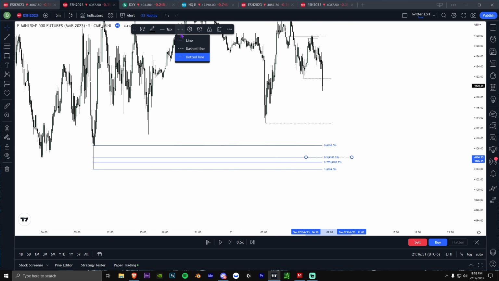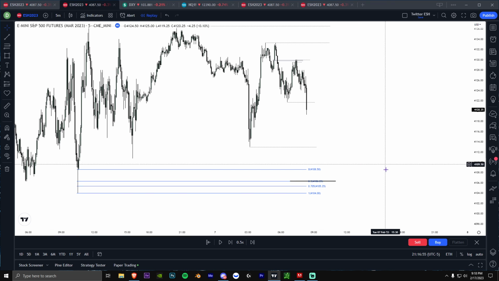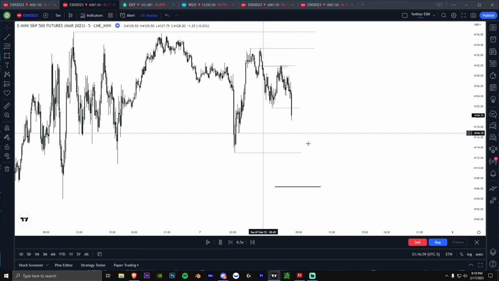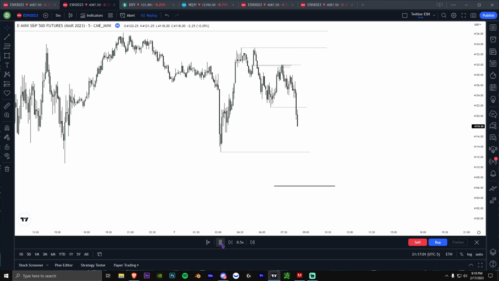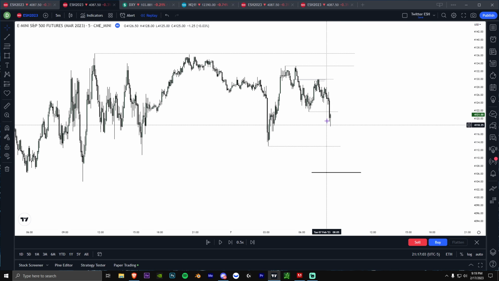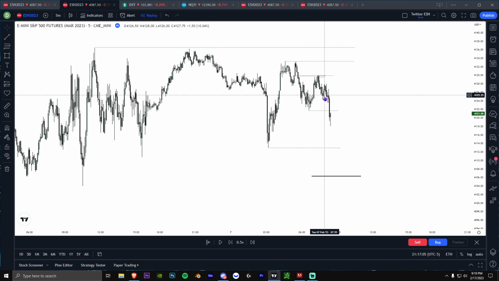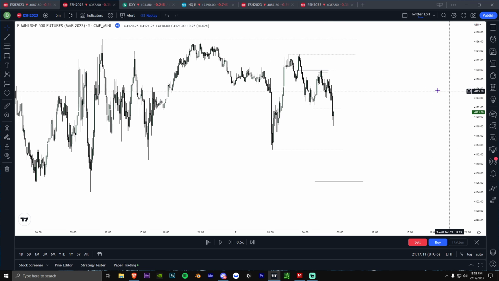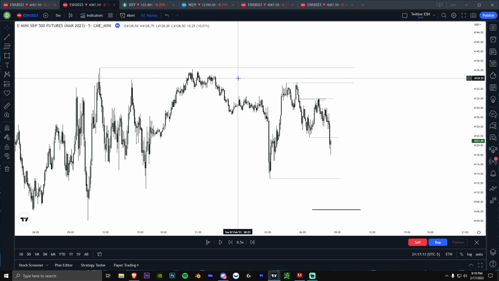This is what I would be watching for. Will this be respected? I'm not going to take an entry off of it. There's no way you'd ever want to slap an entry off this, but this is what I'm watching for at this moment. What do you think the bias is? You don't know what happens here. What would you be looking for here with these equal highs?